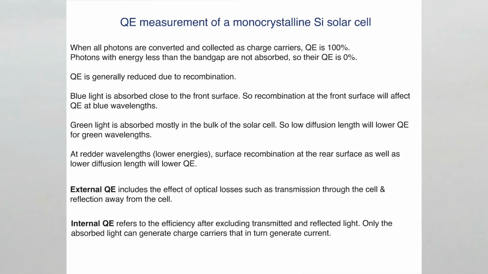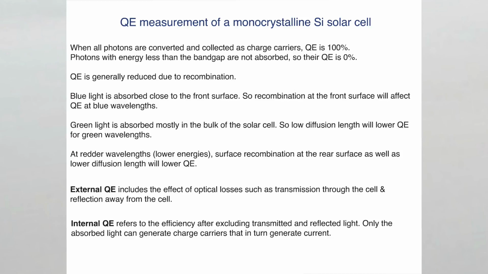Blue light is absorbed close to the front surface, so recombination at the front surface will affect QE at blue wavelengths. Green light is absorbed mostly in the bulk, so low diffusion length is what reduces that, which is the middle point. At redder wavelengths, surface recombination at the rear surface as well as lower diffusion length will reduce it. Basically, what I just said, just reiterating.